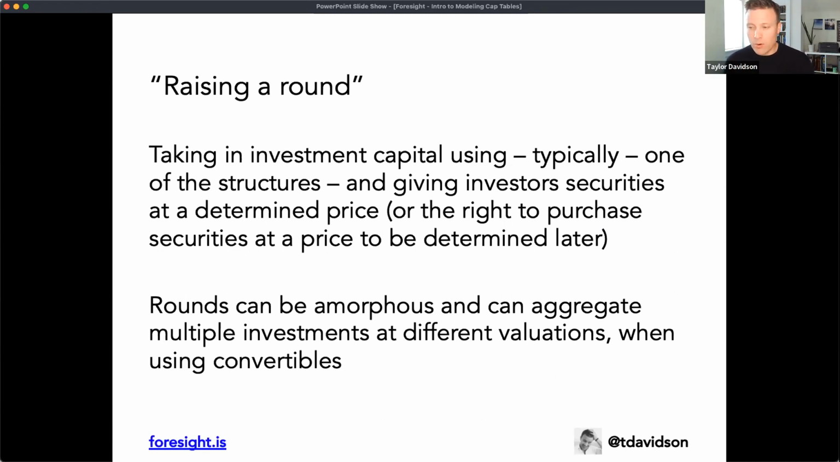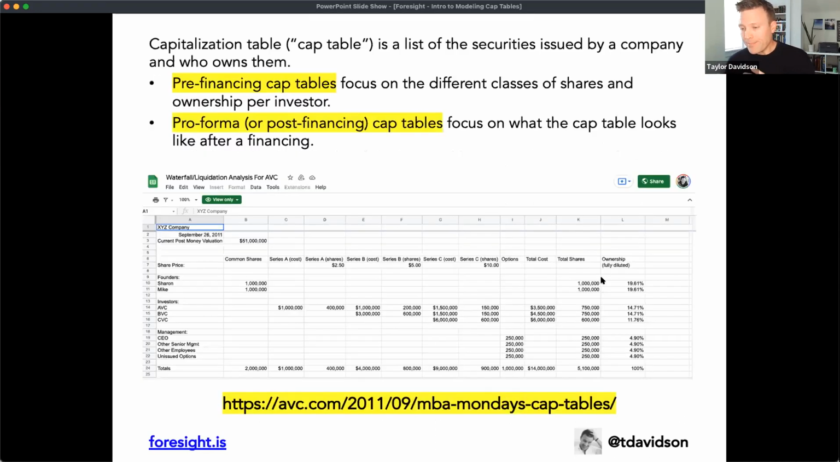So a round can be one specific financing event, or it can be a number of SAFEs or notes issued over time. It comes down to how someone wants to communicate their fundraising story, which is the most important part. A cap table is one way in which we communicate the numbers behind it. A cap table is a capitalization table.